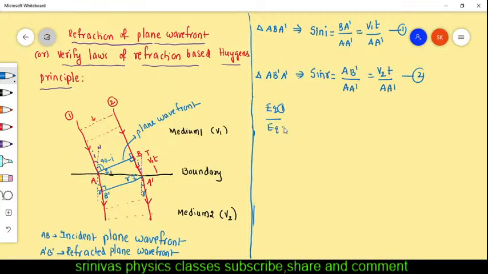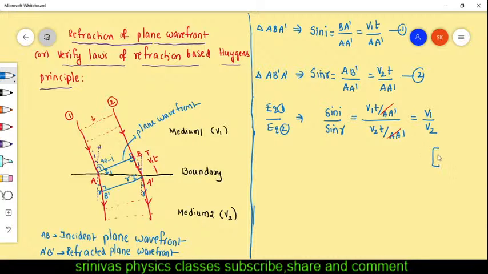If we divide equation 1 by equation 2, we get sin i by sin r is equal to v1t by a dash by v2t by a dash. Here a dash will cancel, and t also cancels. We get v1 by v2. So sin i by sin r is equal to v1 by v2.